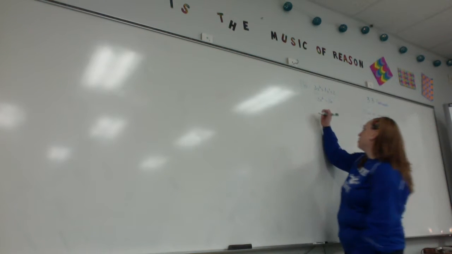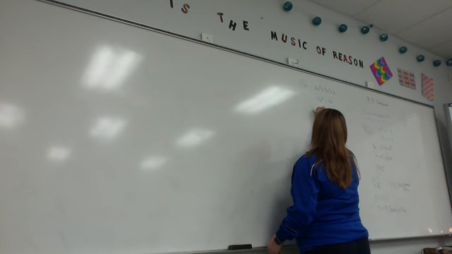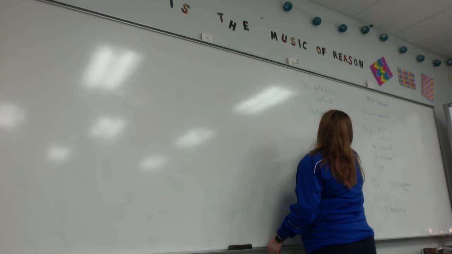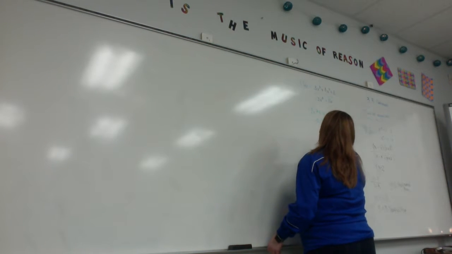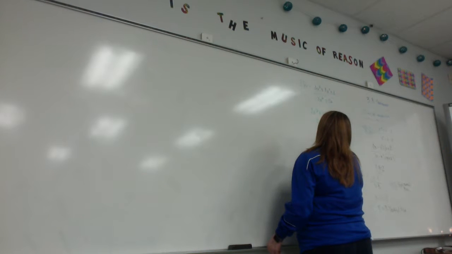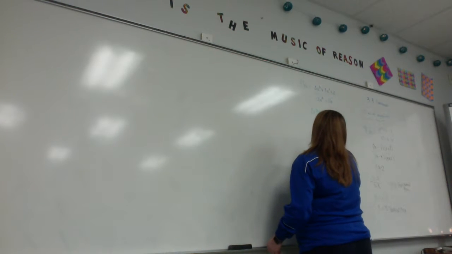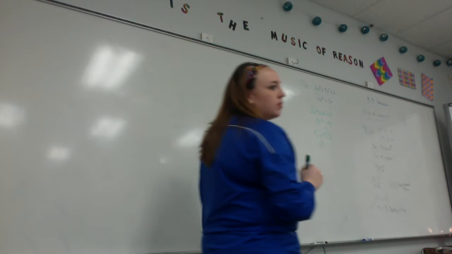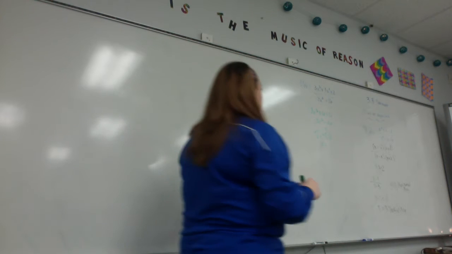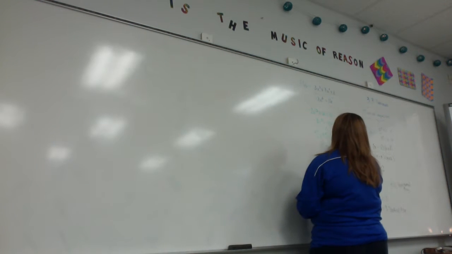Make the denominator equal to 0. Negative 2x cubed plus 16 equals 0. So negative 2x cubed equals negative 16. X cubed equals 8. Take the cube root of 8, and what do you get? What's the cube root of 8? 2. 2 times 2 times 2 is 8, yes. Okay, that's your vertical.